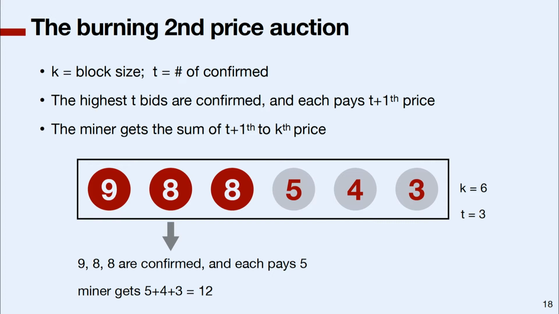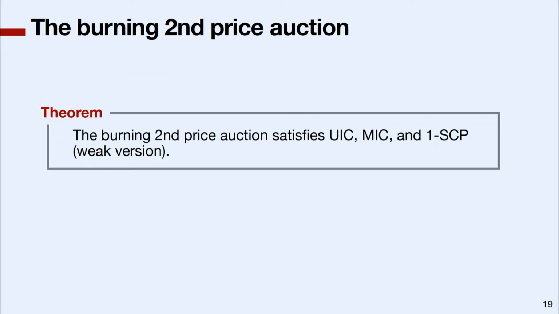For example, let's say K is 6, T is 3. That means only the top 3 bids are confirmed. And here, all of them just need to pay the T plus 1 price, which is 5 here. And the miner gets the T plus 1 to K prices. So in this case, it's 3 plus 4 plus 5, which is 12. And we show that the burning second price auction satisfies all 3 properties in the weaker model.